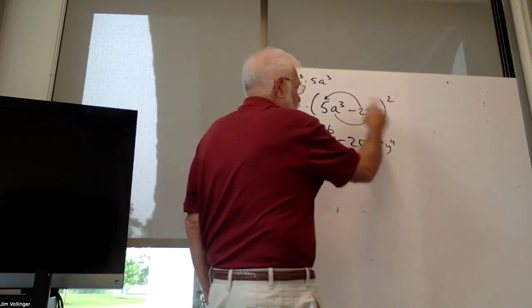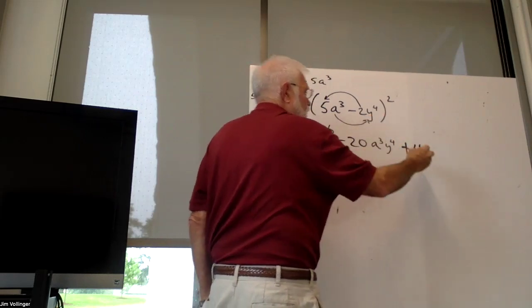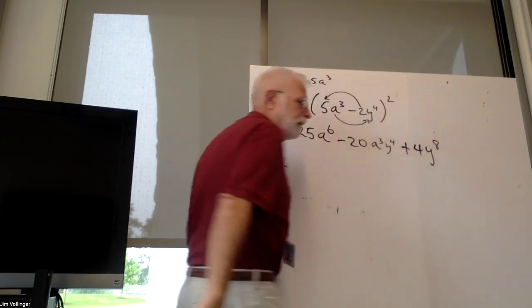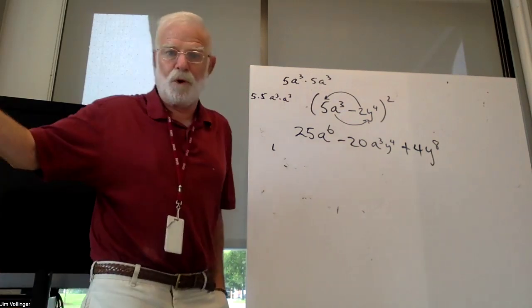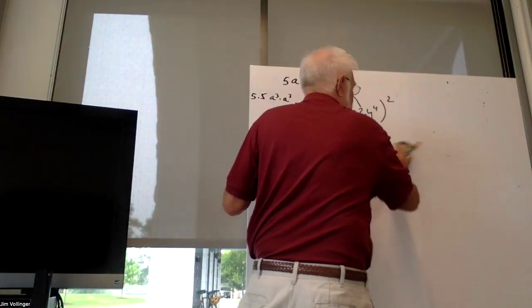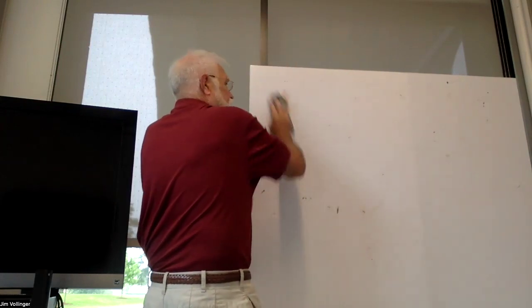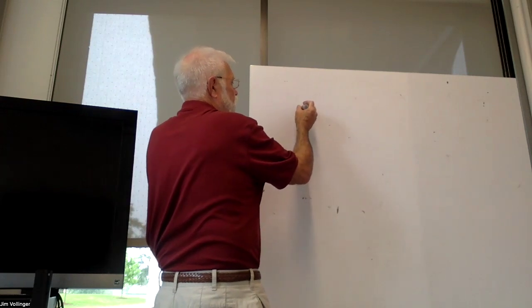And if I square a negative, I get a positive. If I square the number 2, I get 4. And if I square y^4, I get y^8. We'll do 2 more of those. And if you put some numbers in for a and y, you can prove to yourself that's true.